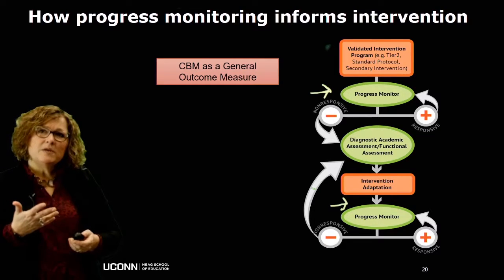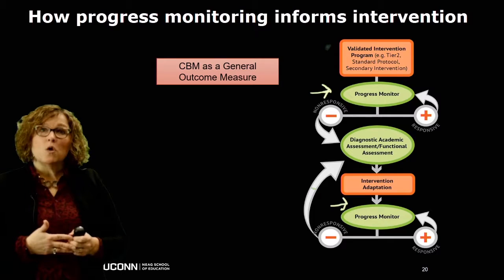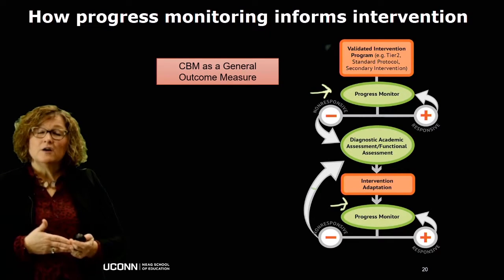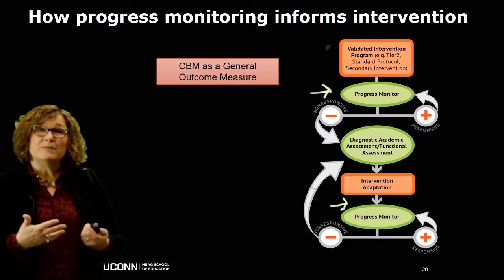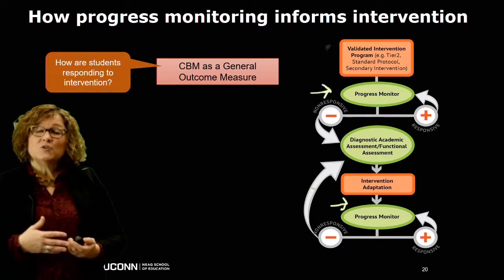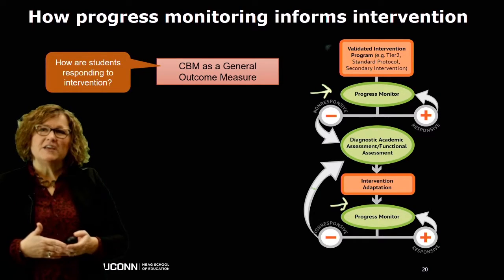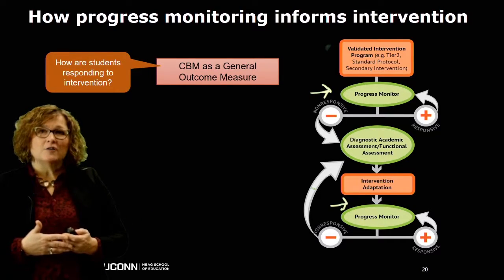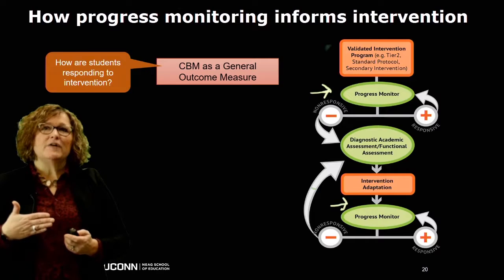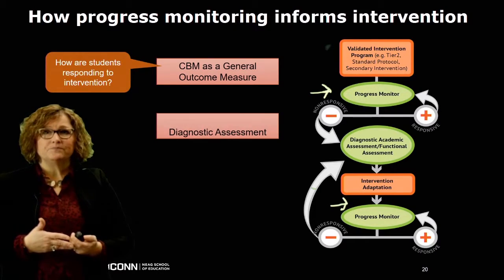model. So CBM generally we think of as a general outcome measure or an overall indicator of proficiency and progress in an academic area like reading. And so this answers the question, how are students responding to the intervention I'm delivering? So this initial progress monitoring, or the progress monitoring along the way, gives us a sense of how students are responding to the intervention we're delivering.